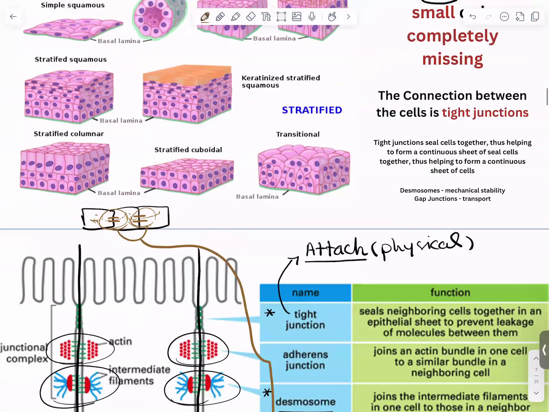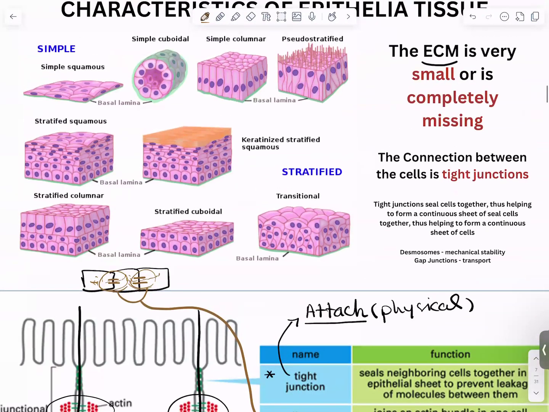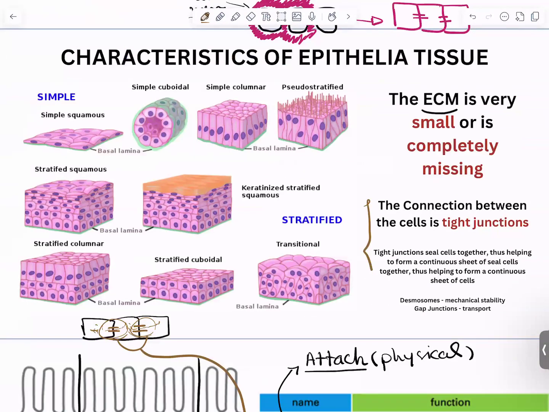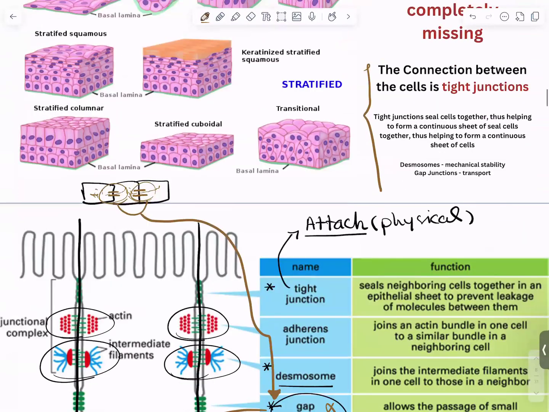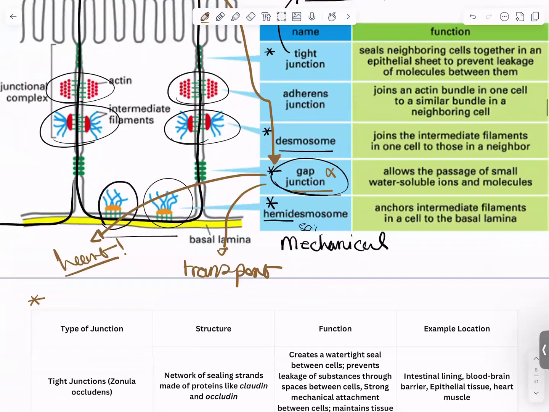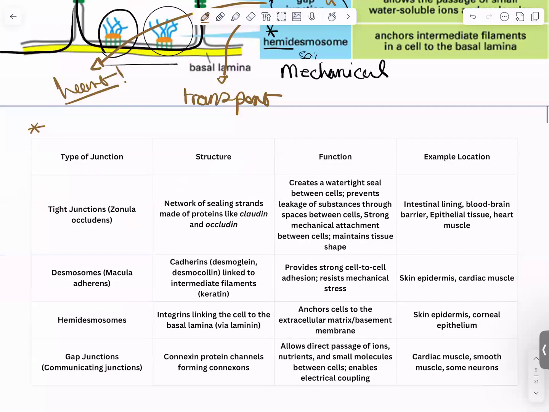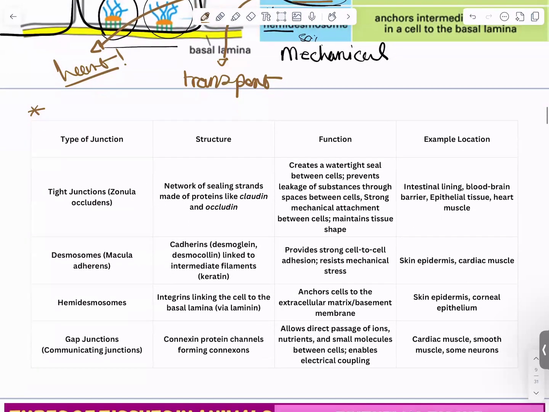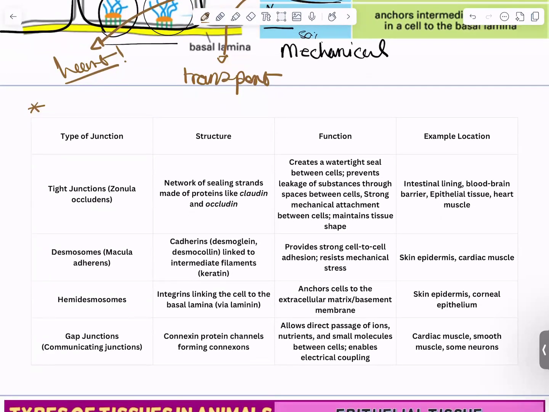Any questions about junctions? In the table, it's written in Latin. Do you have to know the Latin name for that? At this moment, no.